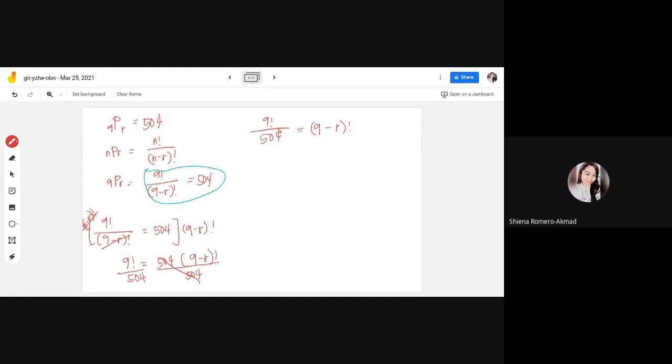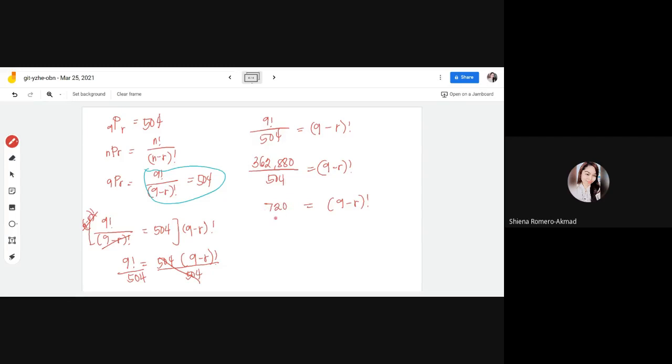What is 9 factorial? That's 362,880. 362,880 divided by 504. Paki-divide nga po. 720. 720 equals 9 minus R factorial.